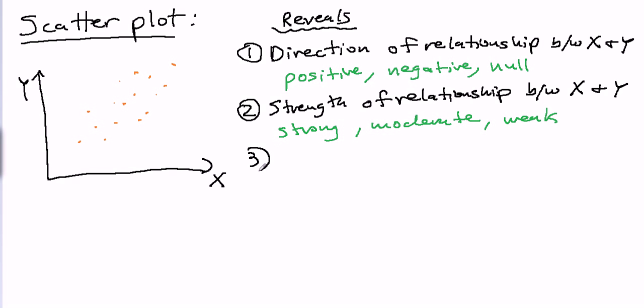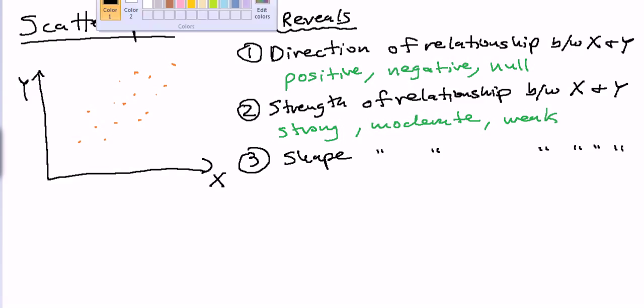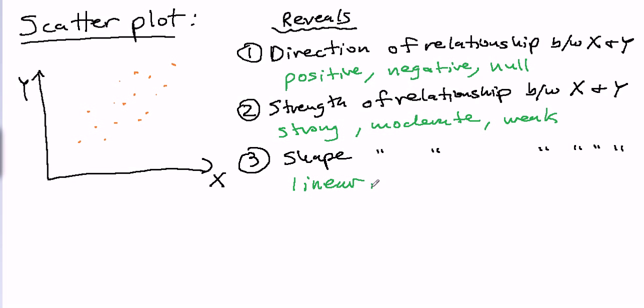Three, the shape of the relationship between x and y. And for shape, we're really considering two possibilities: linear and curved.